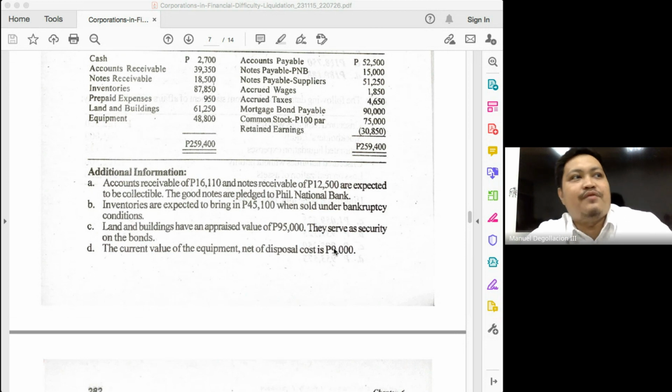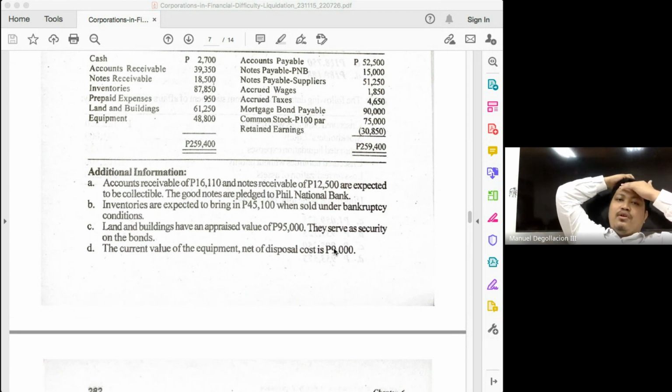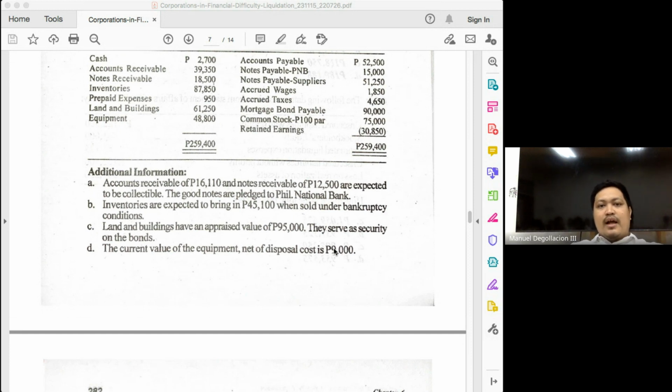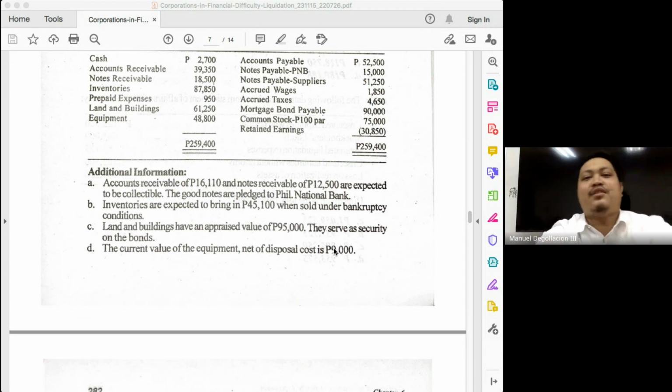Okay. Next is to divide it by your total unsecured liabilities without any priority. Accounts payable is unsecured, correct? 52,500. The notes payable suppliers is also unsecured. So you will have 51,250. Are those the only two? Yeah, but for your basic unsecured lang. These are the only two. Can you give me the total for these two class? 52,500 and 51,250. This will give you 103,750. Please take note of that amount.